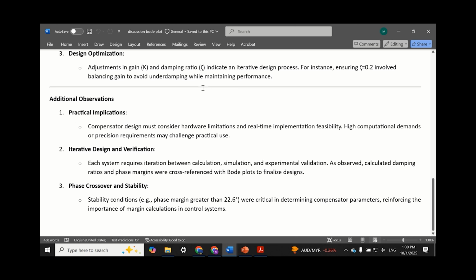Finally, the phase crossover and stability. Stability conditions, for instance, phase margin greater than 22.6 degrees, were critical in determining compensator parameters, reinforcing the importance of margin calculations in control systems.